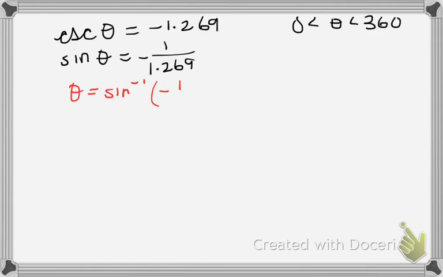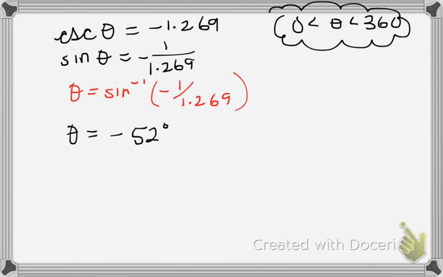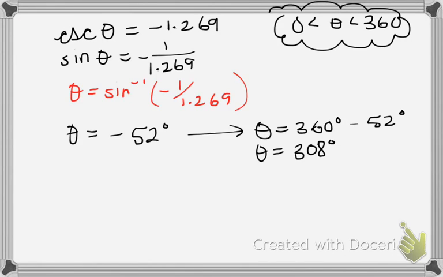Okay, so on your calculator, making sure you're in degree mode, you are going to do the sine inverse of that value, whatever that is. And I believe that you end up getting negative 52 degrees. Now, looking up here, our theta must be between 0 and 360. So in order to turn this into its positive version of this angle, I'm going to take it away from 360. So 360 minus 52 gives us 308. Okay, so that's my first angle.